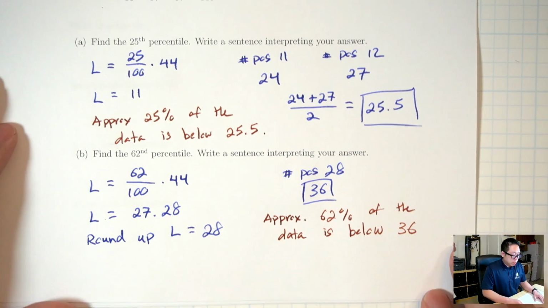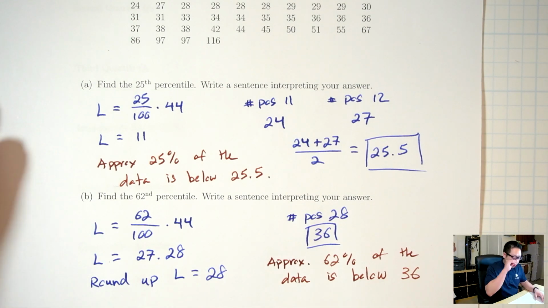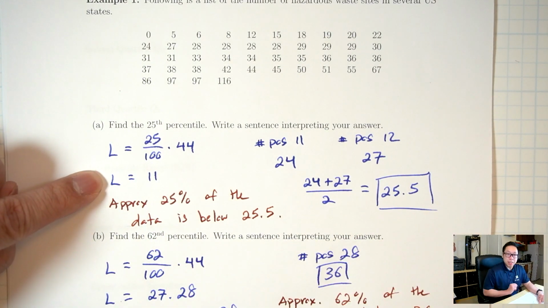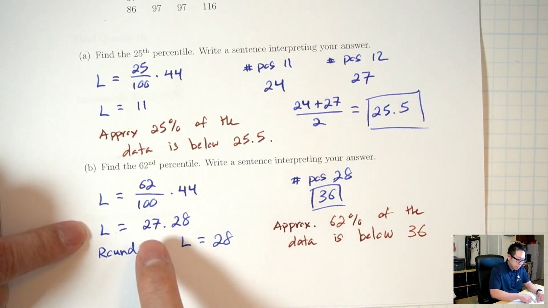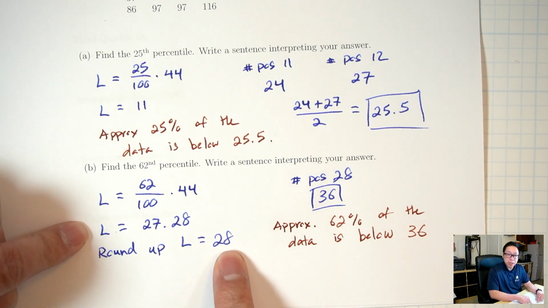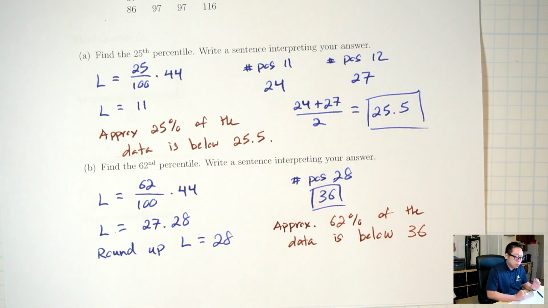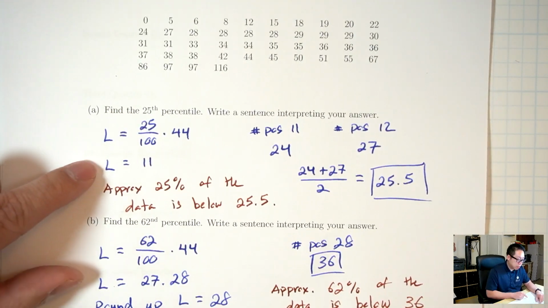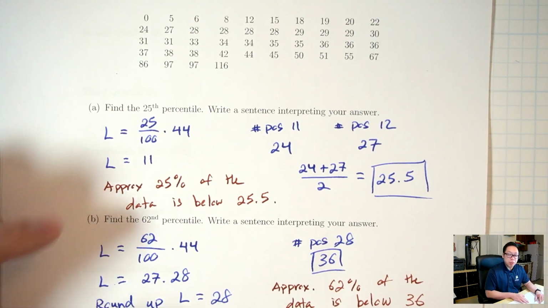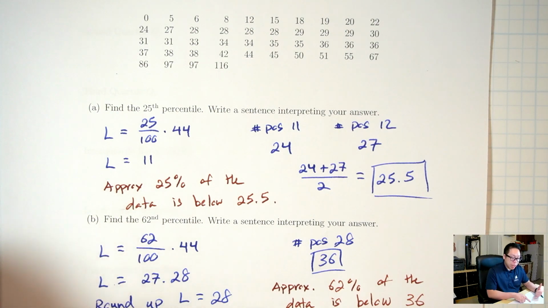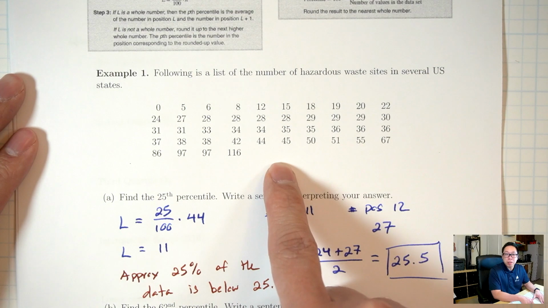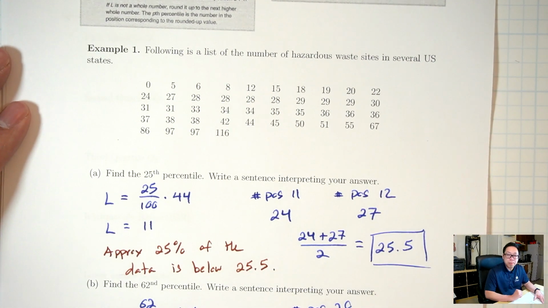Common mistakes I see a lot here is people will find L, find 27.28, and then they stop. Or they'll find 27.28, round it up to 28, and then they stop. So don't stop, right? That's just step 2. Think of L as the location. The L part is just telling you what location, and then you actually have to go to your data and look for that location, and then find your final answer.